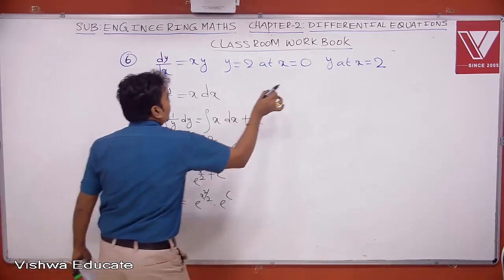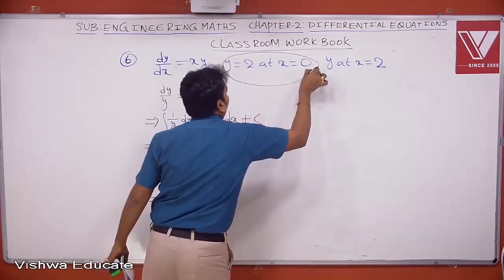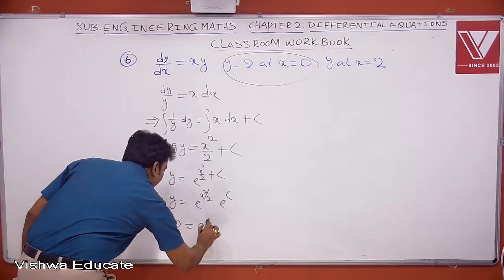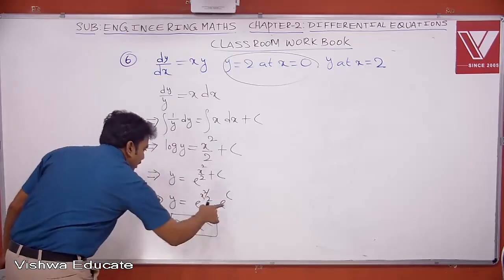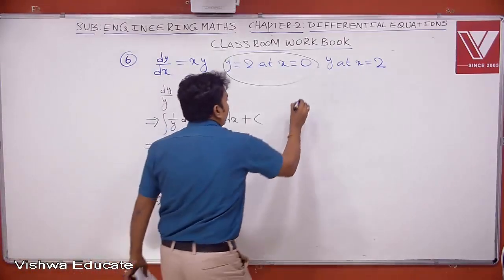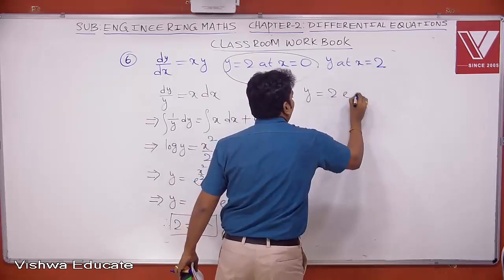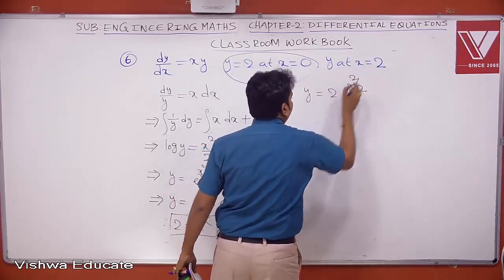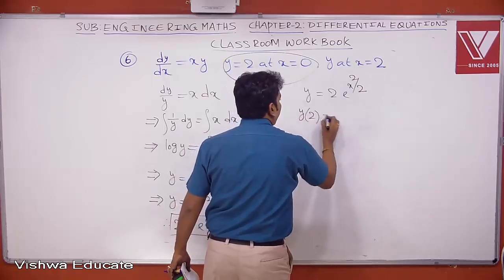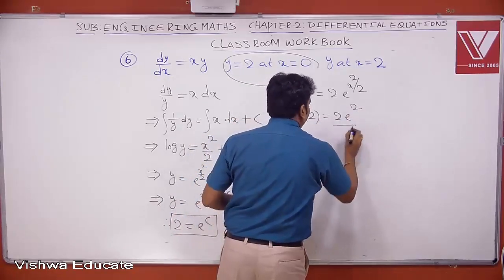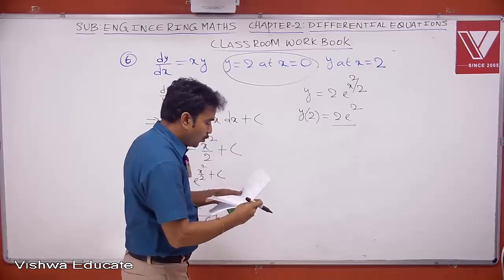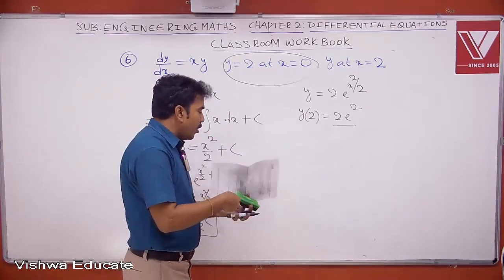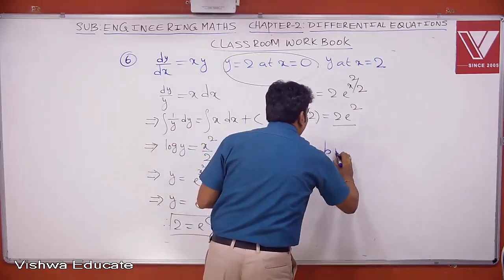Now apply this boundary condition. y value is 2 when x is 0. So therefore 2 equal to e power c. So this e power c is replaced by 2. So the particular solution is y equal to 2 times e power x square by 2. But we need y value when x equal to 2. So y of 2 equal to 2 times e square. This is my final answer. The answer is 2 times e square. So therefore the answer for this question is option number B. B is the right answer.